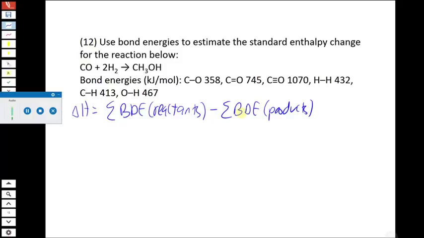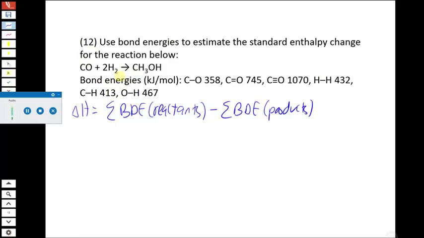So the first thing we have to do then is figure out what types of bonds we have in all of our reactant and product molecules. Because for this approach, we're not taking any property of the compound as a whole, we're taking properties of individual bonds and summing up all of those.